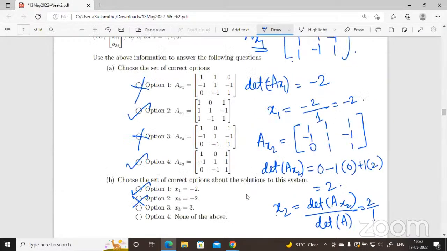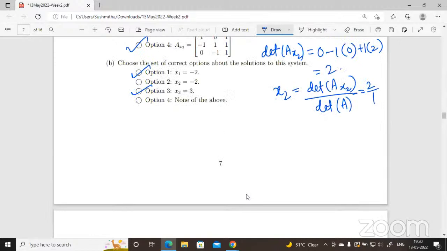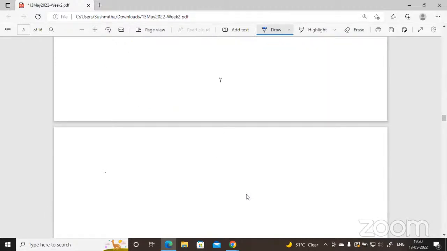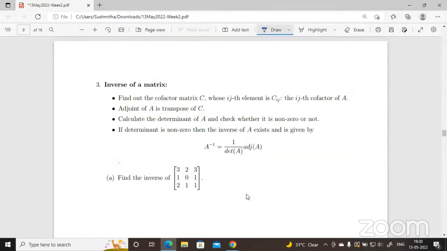Do we do this also? AX3 quickly. So, ma'am, option 3 is okay, right? Fine. Okay, and then what is it? Okay, so we can take questions on Cramer's rule.